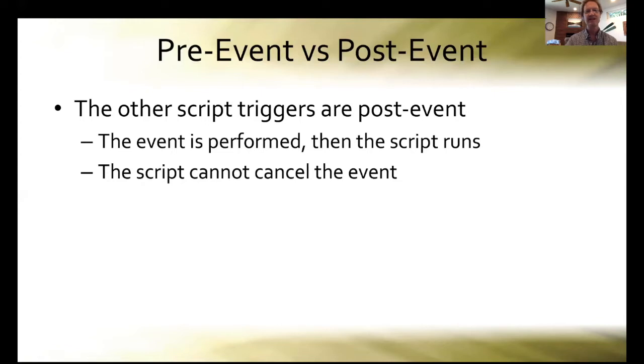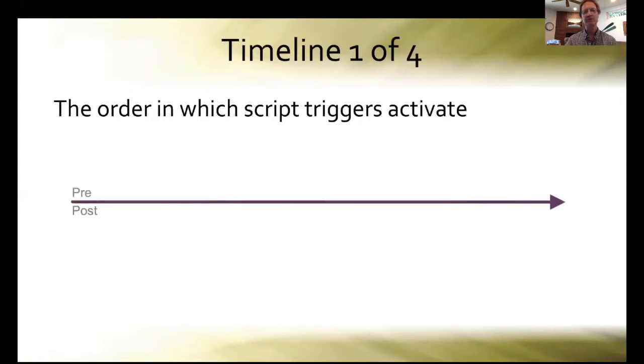Now let's look at the timeline, the order in which script triggers activate. Notice the line that I've drawn here. I've designated pre-event script triggers to appear above the line, and post-event script triggers to appear below it. So you can start to get a sense of which ones can be prohibited or prevented, which ones can prevent the event from taking place and which ones cannot.